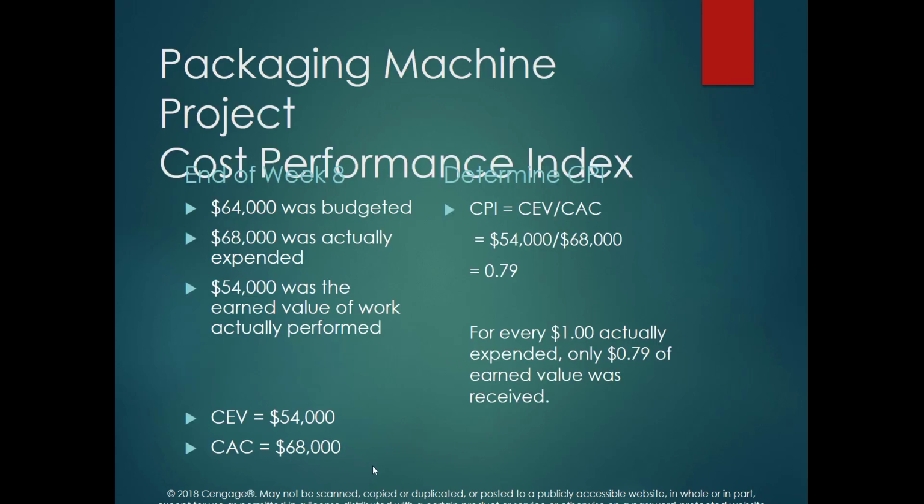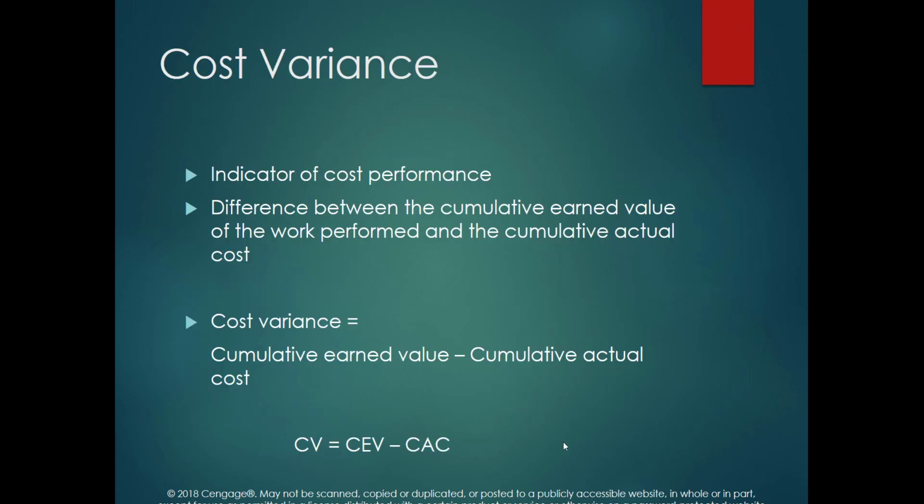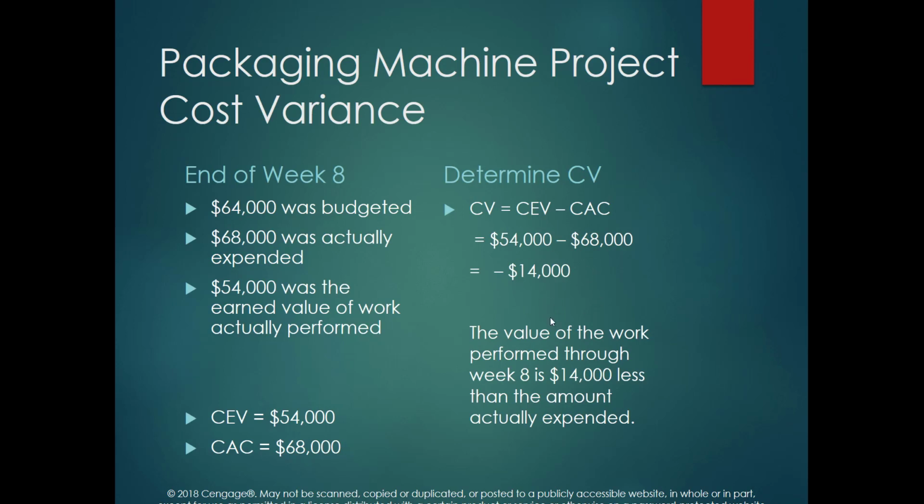Remember, for the previous example, the earned value was 54,000 and the actual cost was 68,000. So the difference is minus 14,000. So still we have a big gap, and that's a negative. This represents that the value of the work that we have done in the 8 weeks of the project is 14,000 less than the amount of money that we have spent. So there is a big gap, and this indicates that something is wrong with the project.